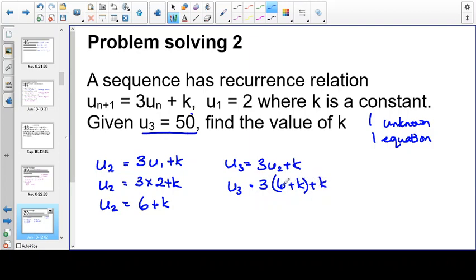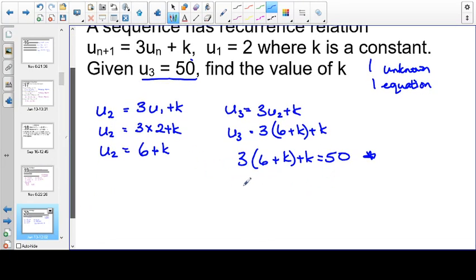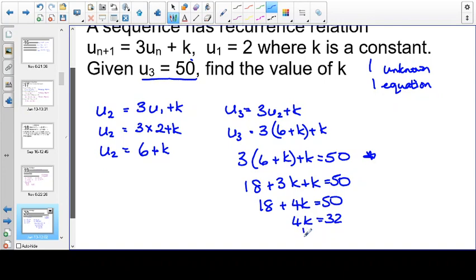And we know that that is equal to 50. So here's our equation. 3 lots of 6 plus k, plus k, must equal 50. That's our equation that we have formed with a k in it. If I just solve this now, 18 plus 3k plus k equals 50. 18 plus 4k equals 50. 4k equals 32, so k is 8.